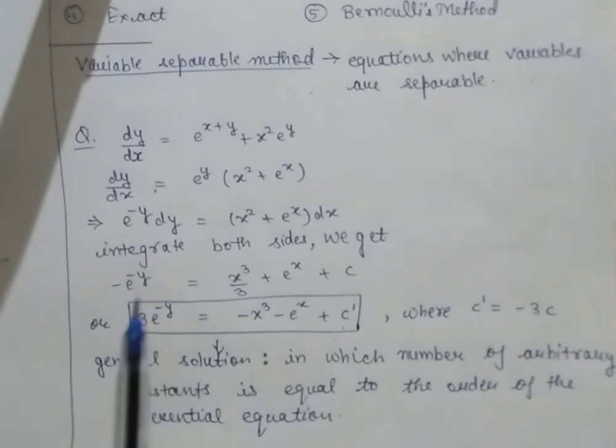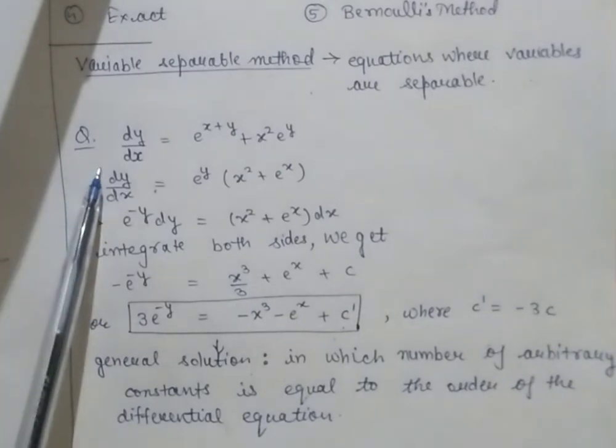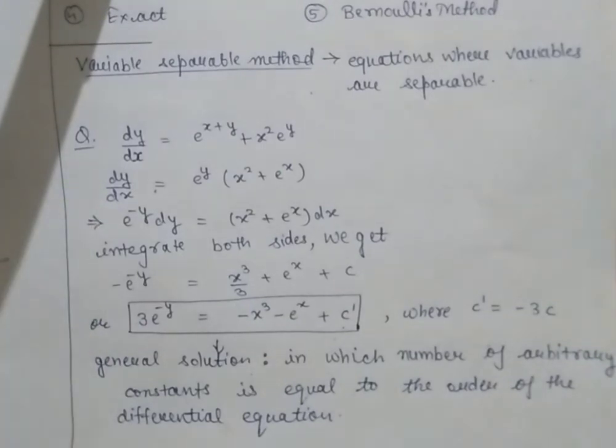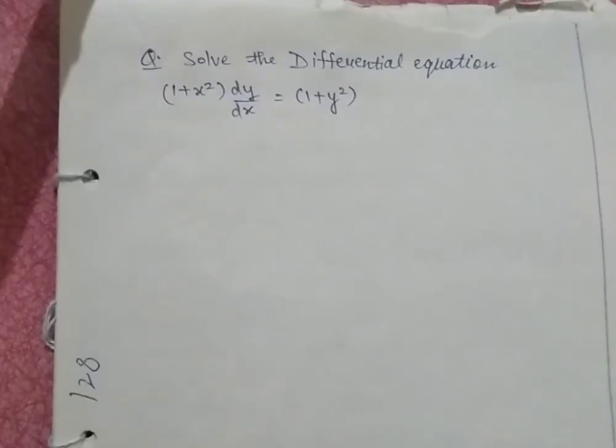So if the order of the differential equation is 1, then in the general solution we have only one arbitrary constant. If the order of the differential equation is 2, for example, if we have d2y by dx square equal to something, then the order of the differential equation is 2. So in the general solution we will have two arbitrary constants. Now let's move to another example or question.